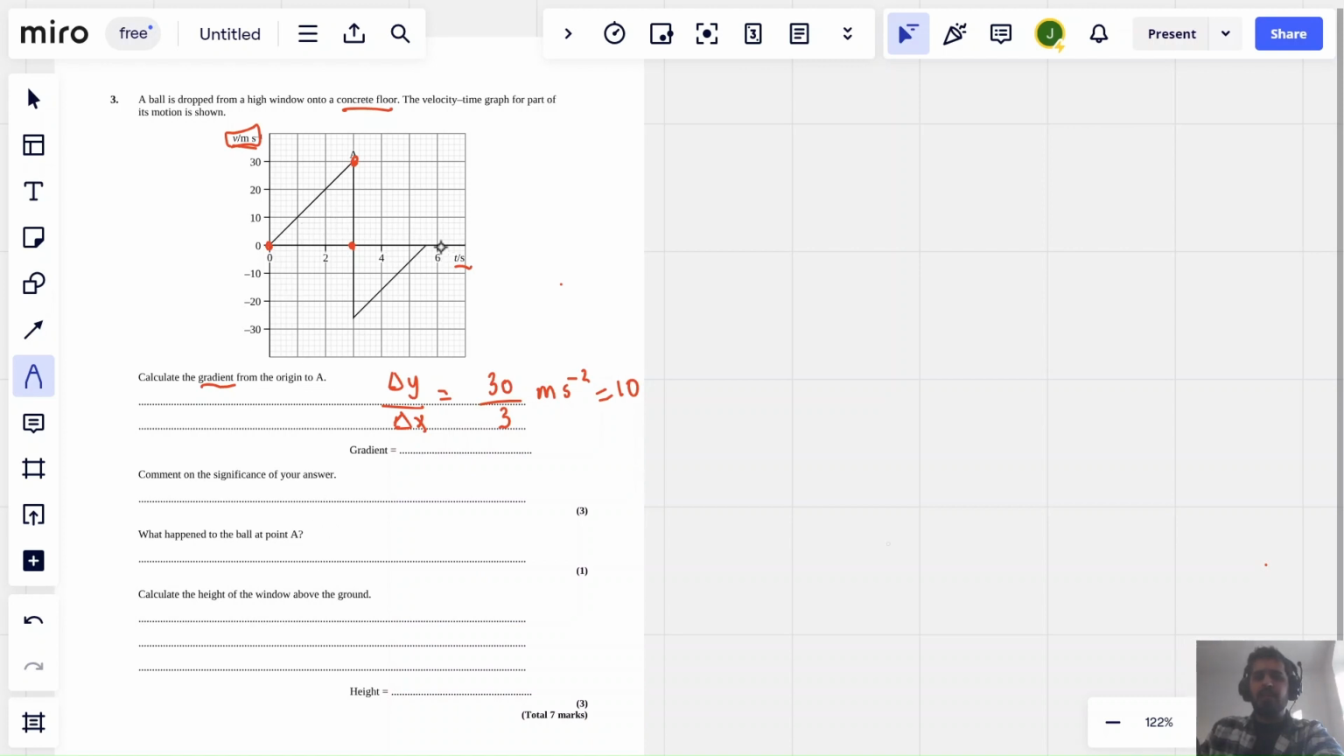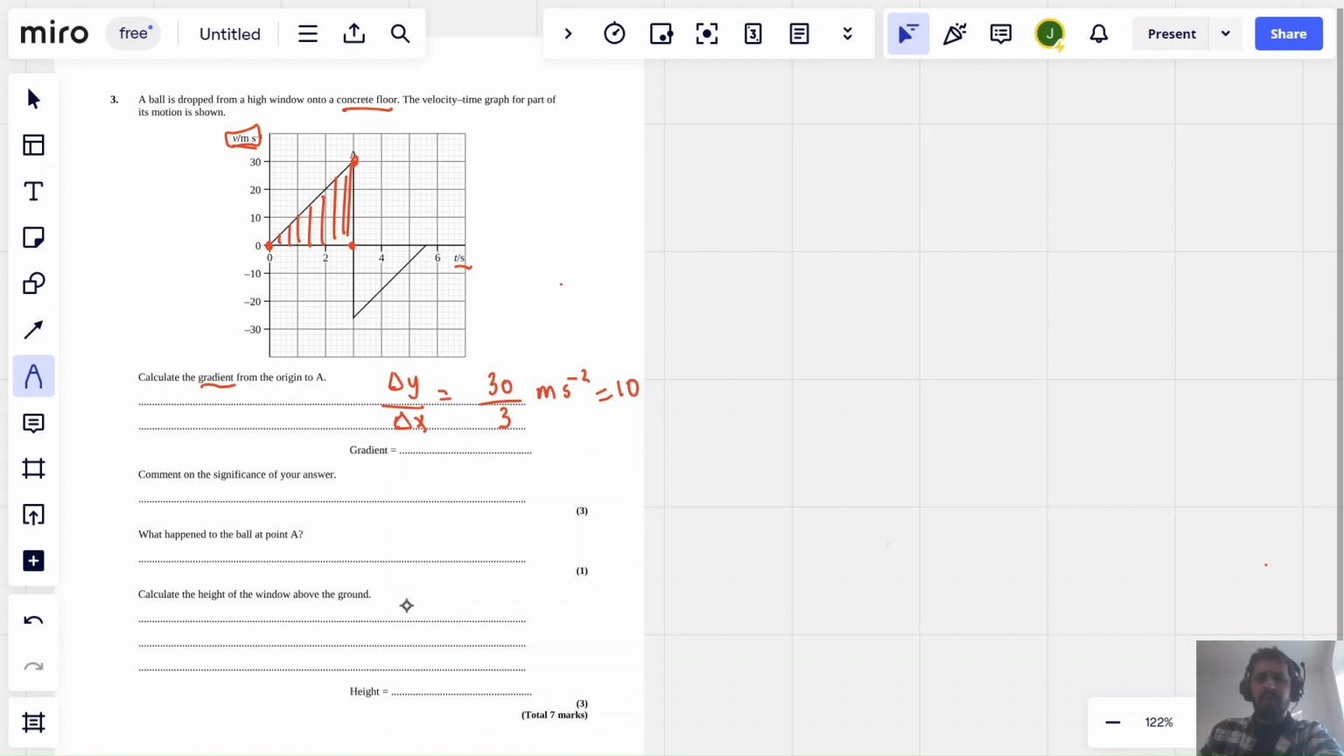Remember, in the start of this video, I said that if you find the area under the graph for a velocity versus time graph, it will give you distance traveled, right? So to find the height, we can simply calculate the area under this graph. And if you look at this shape, it is just a triangle.